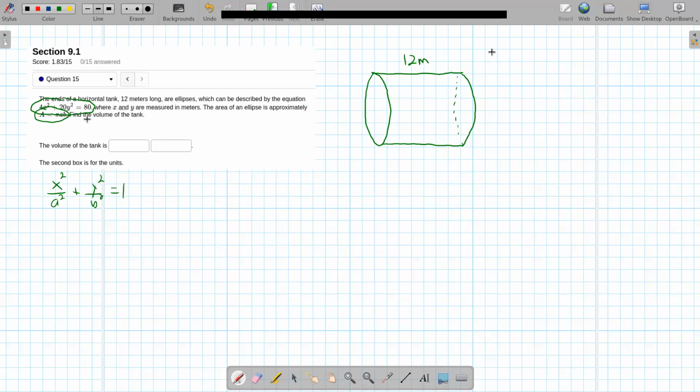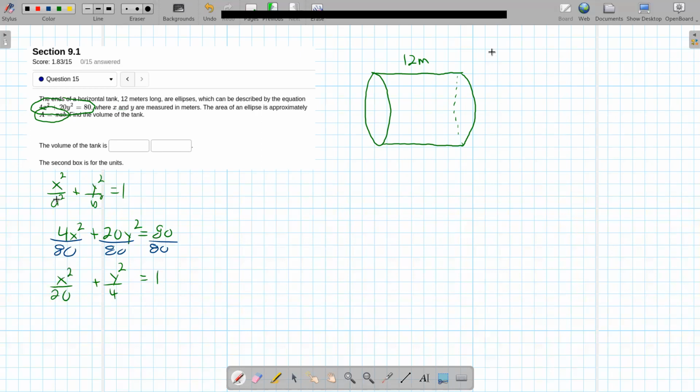So if I want to get 1 on the other side here, I would just divide by 80. So we'll take the 4x squared plus 20y squared equals 80, and let's divide everything by 80. And clean it up. So 80 divided by 80 is 1. It's the easy one. 20 goes into 80 4 times, so that would be y squared over 4. And 4 goes into 80 20 times, so that would be x squared over 20.